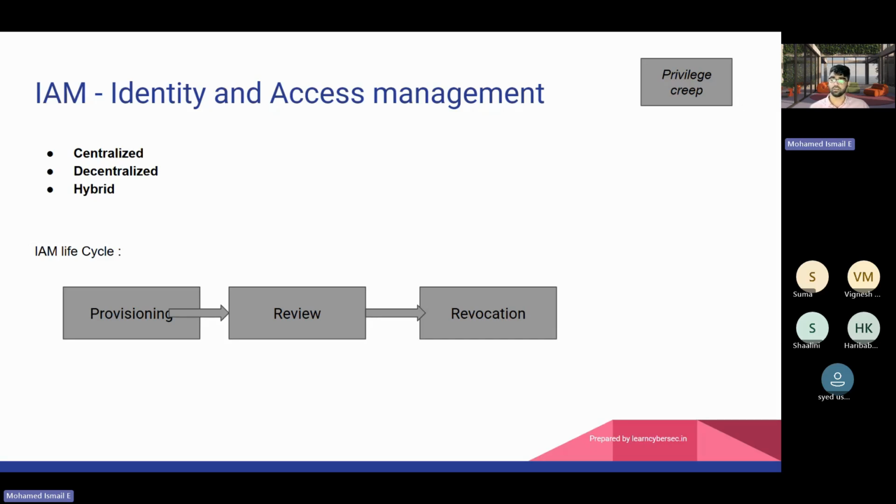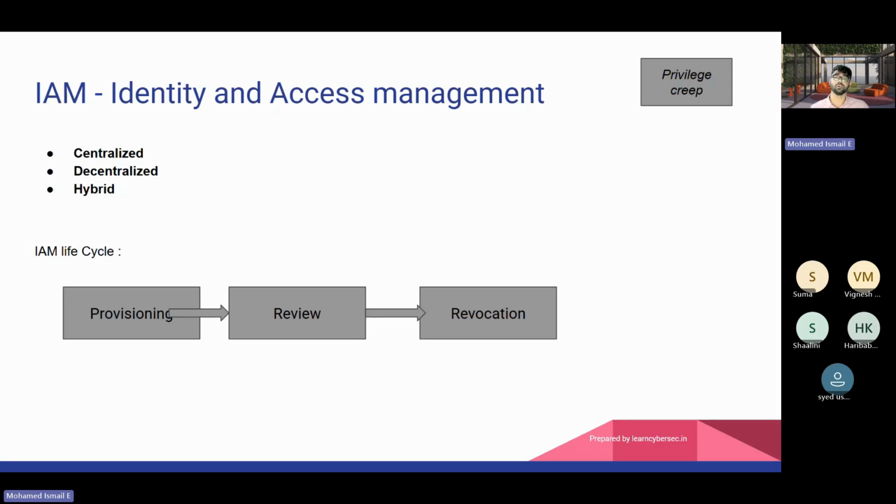The life cycle is very simple. When an employee joins, the employee gets added. For example, take me, Ismail, joining a company. They provide a new email ID, user ID, password, or laptop. Now provisioning is done. Review happens as part of ISO 27000 or any ISO standard. If the company is maintaining the standard, every year they need to audit and review how many users are in the system and how many users are given access.